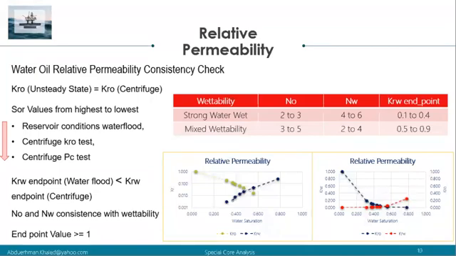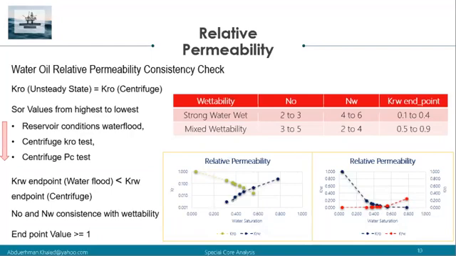Then we have the endpoint value. If the endpoint value is approaching or exceeding 1, that may be the result of the wettability of the core having been altered to oil wet by inappropriate coring fluid. For example, if oil-based mud was used, that might change the wettability and end up with endpoint values exceeding or even approaching 1.